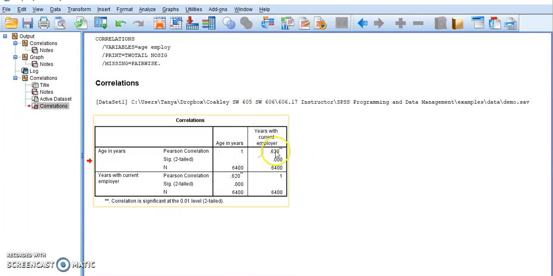Okay, let me see if I can get away from that. 6,400 folks completed these two questions, age and years. And we see that we have significance.